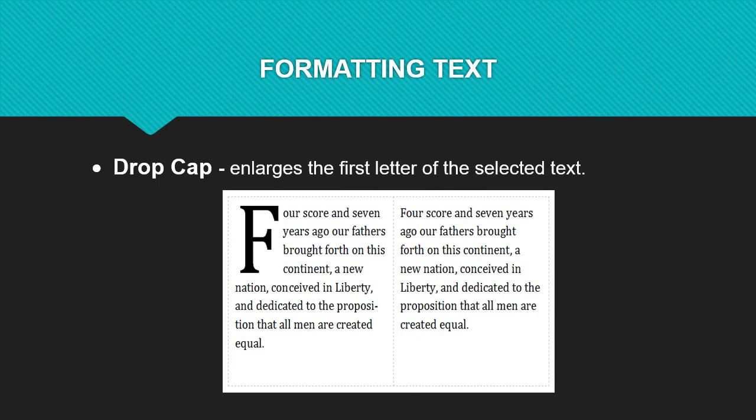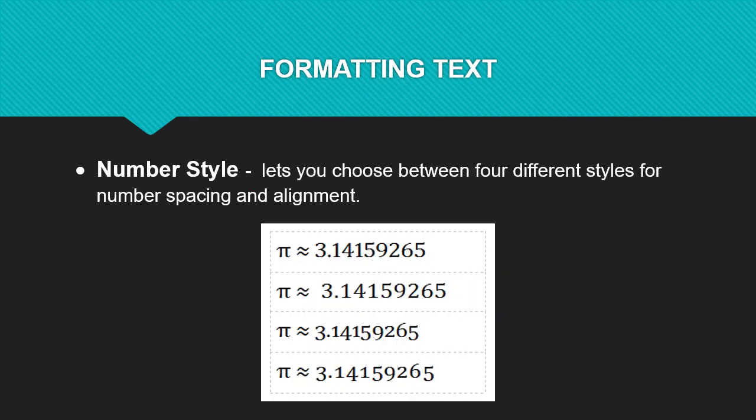So we have the drop cap. It enlarges the first letter of the selected text. Here, as you can see, like in the newspapers. Then number style lets you choose between 4 different styles for number spacing and alignment. Here.